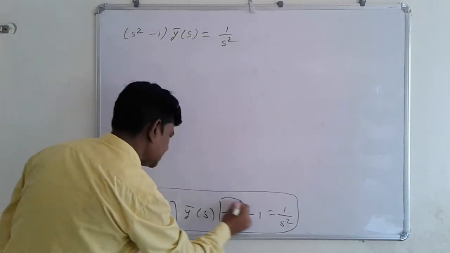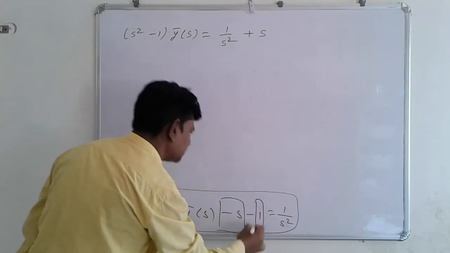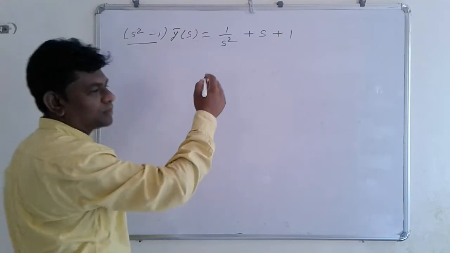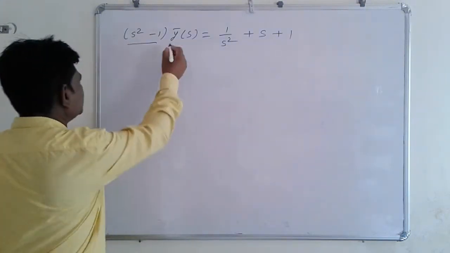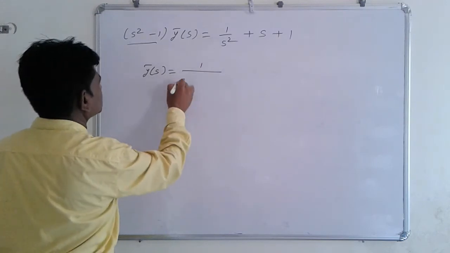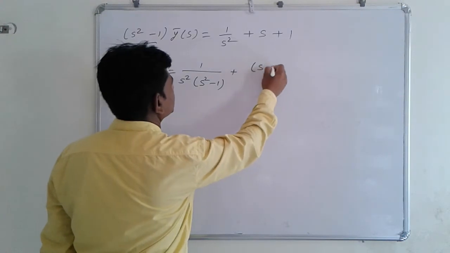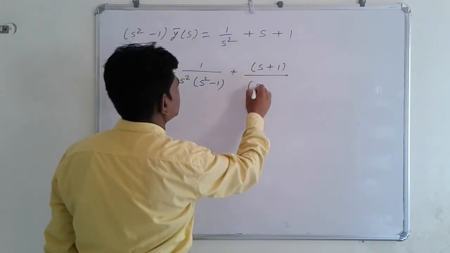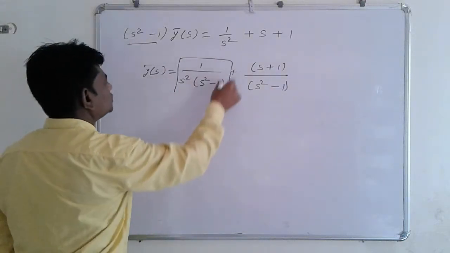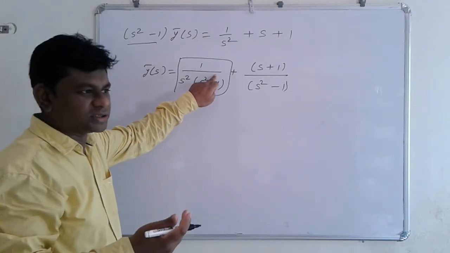Now here minus s, so therefore here becomes plus s, this minus 1 here becomes plus 1. Now dividing this whole equation by s square minus 1, so therefore this y bar s is equal to 1 upon s square times s square minus 1 plus this s plus 1 divided by s square minus 1. Now we resolve this fraction into partial fractions.